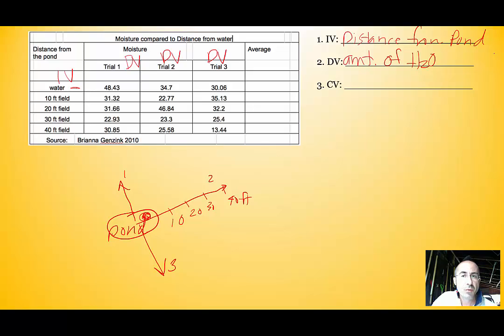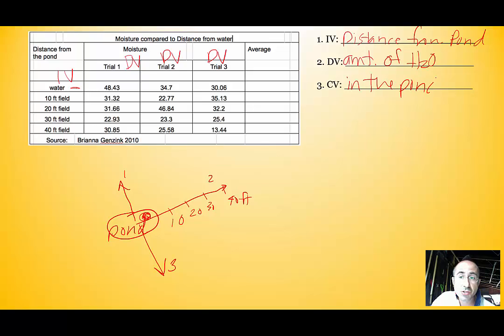Okay, so now we know what's changed, which is the distance from the pond, and then we have the amount of moisture that's measured at each one of those points along the way, and we are getting a data set from this. Okay, and so then the last thing is, what is the control? Which one has no treatment? Which one has no distance from the pond? Well, if we look at it, it's our first line here. It's the water. Okay, so our control variable are the measurements basically taken in the pond.